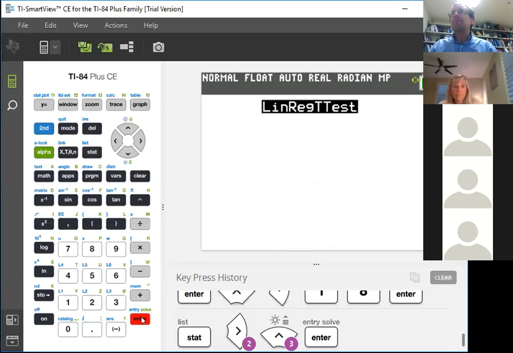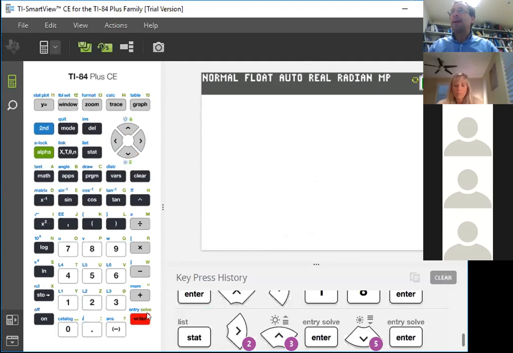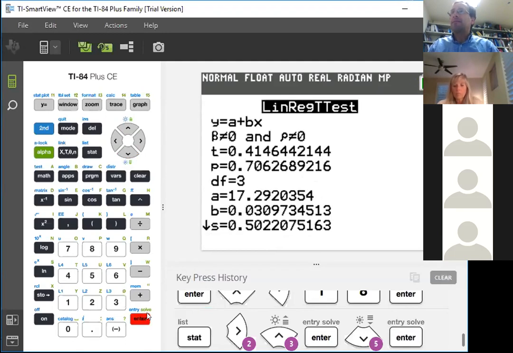And then I hit enter. Our X list is L1, our Y list is L2, Freq is 1. Our beta and rho, that's how you read these, are not equal 0. Don't worry about regression equation. And I calculate. Okay, any questions so far?